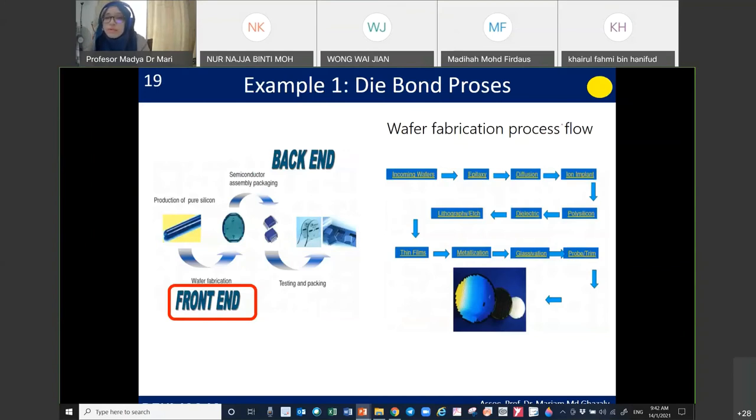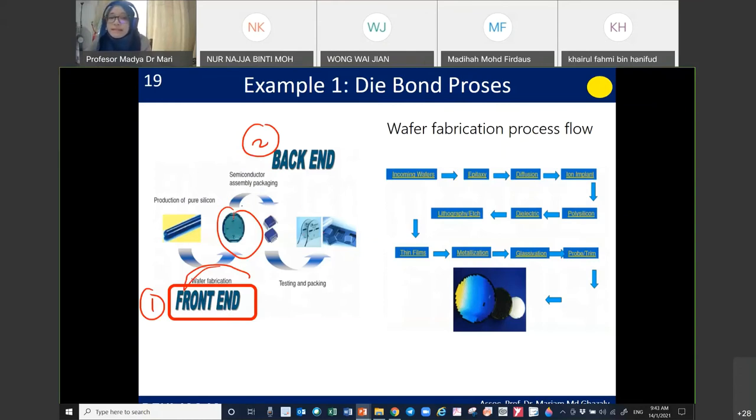And another example is the die bond process. So, wafer fabrication flow. Remember that in chapter 1, I asked you to view a video on semiconductor processes. So let's just do a recap. Semiconductor processes have two types, which are front end and back end. In the front end, you're going to produce the wafer. Wafer fabrication will be the front end process.